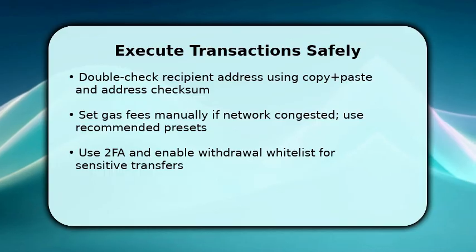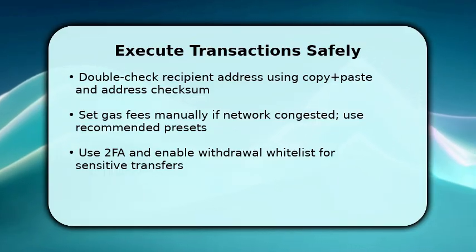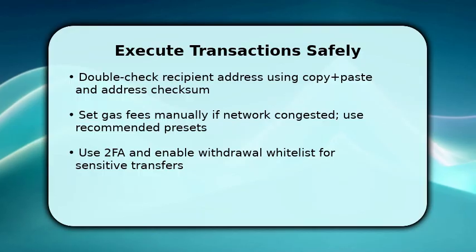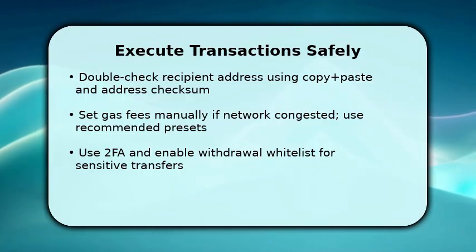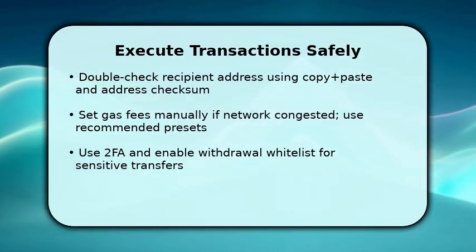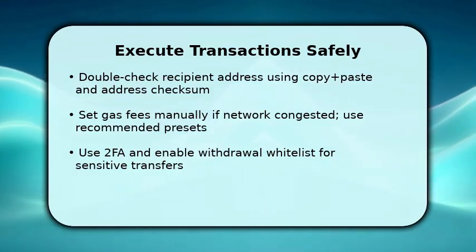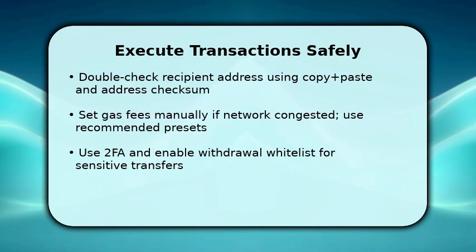Select gas price based on congestion to balance speed and cost. You authorize with your private key or hardware wallet. Make sure two-factor authentication is active. After confirmation, monitor the TX hash on the Chain Explorer to ensure finality and detect issues.